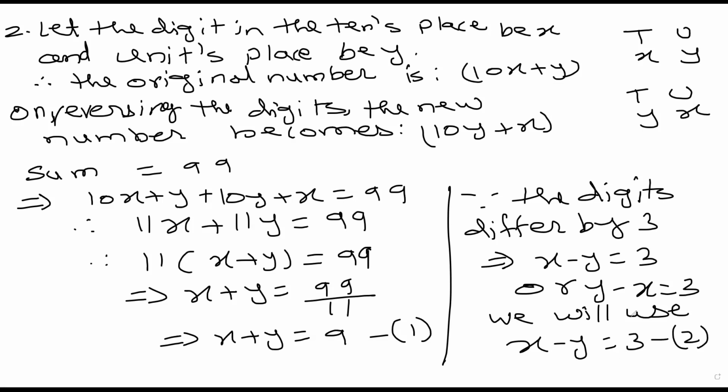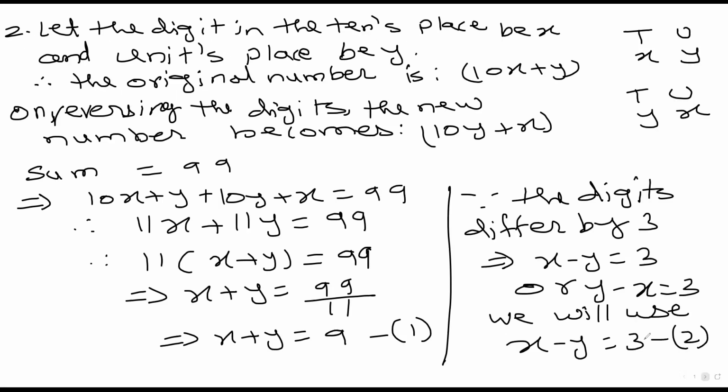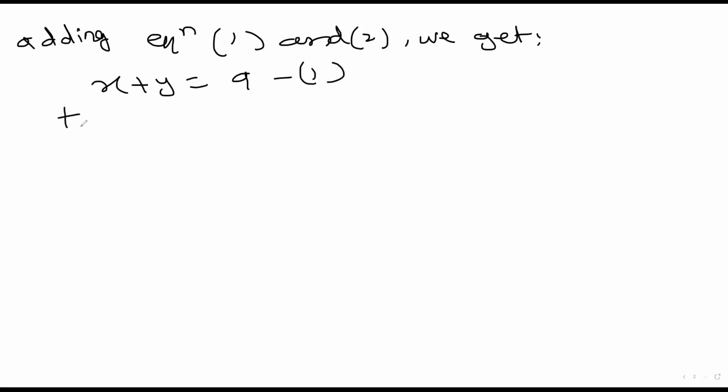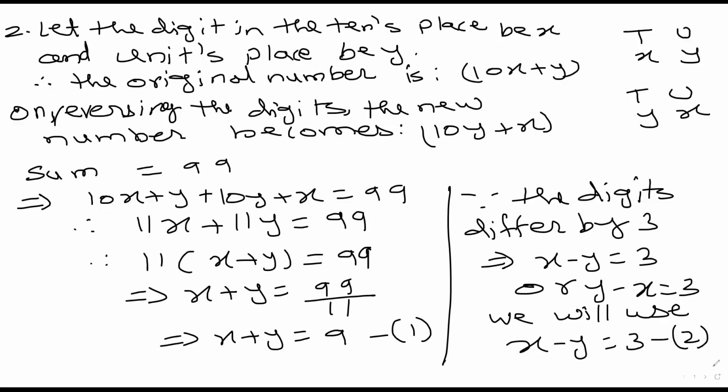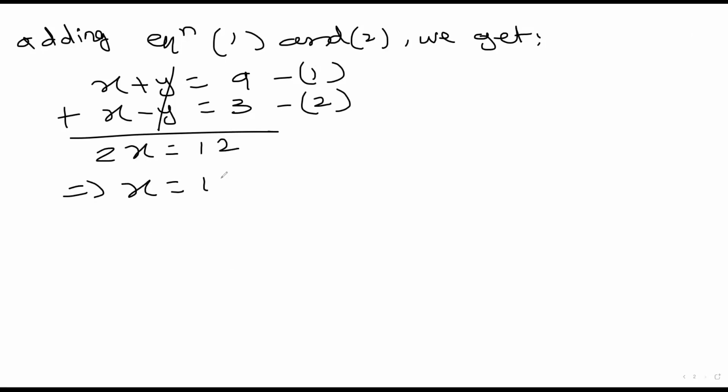Now it's very easy. If you add equation 1 and 2, y will get cancelled. Okay. Elimination of y variable. So you get 2x is equal to 12. So write down, adding equation 1 and 2, we get x plus y is equal to 9, right? Plus x minus y is equal to what? 3. So if you add them, you get 2x is equal to 12, so x is equal to 6.